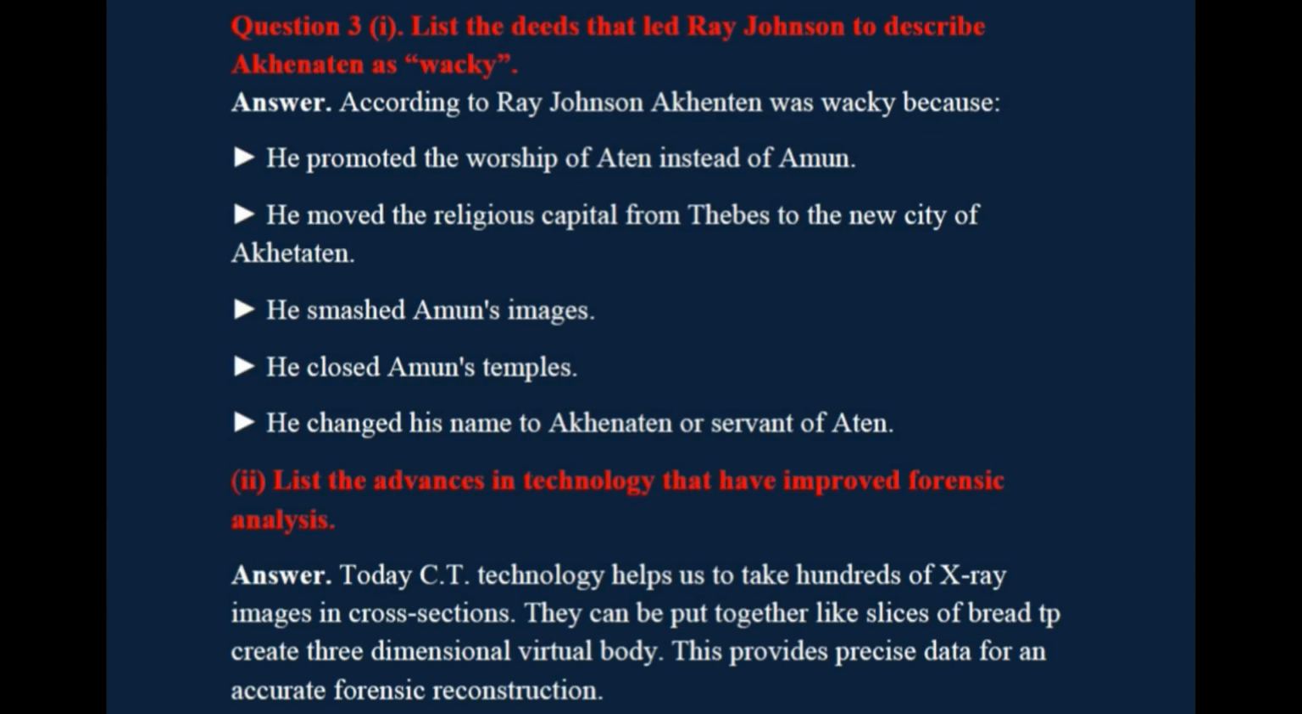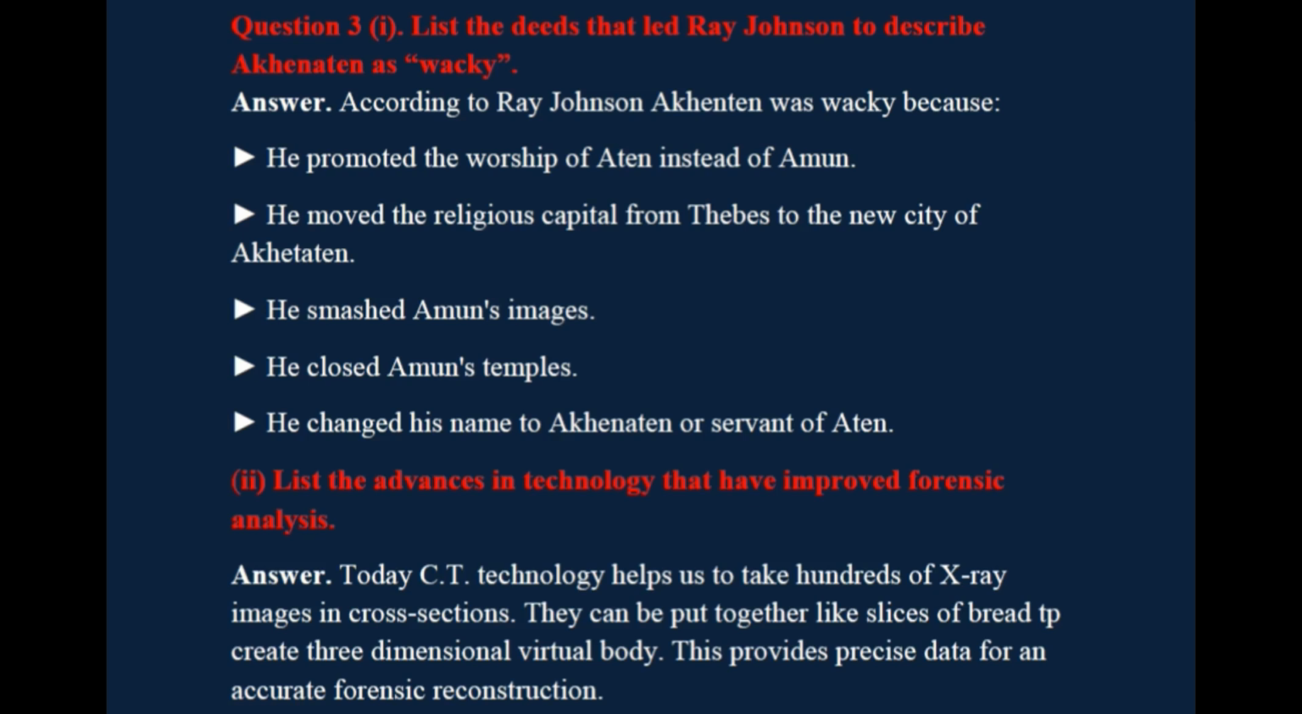Question 3. 1. List the deeds that led Ray Johnson to describe Akhenaten as wacky. Answer. According to Ray Johnson, Akhenaten was wacky because he promoted the worship of Aten instead of Amun. He moved the religious capital from Thebes to the new city of Akhenaten. He smashed Amun's images. He closed Amun's temples. He changed his name to Akhenaten, or servant of Aten.